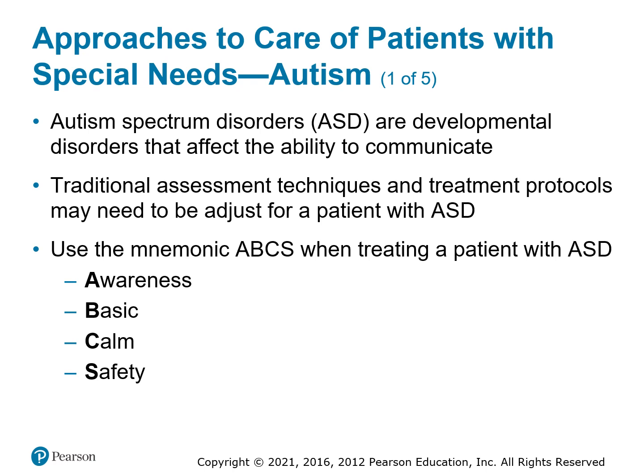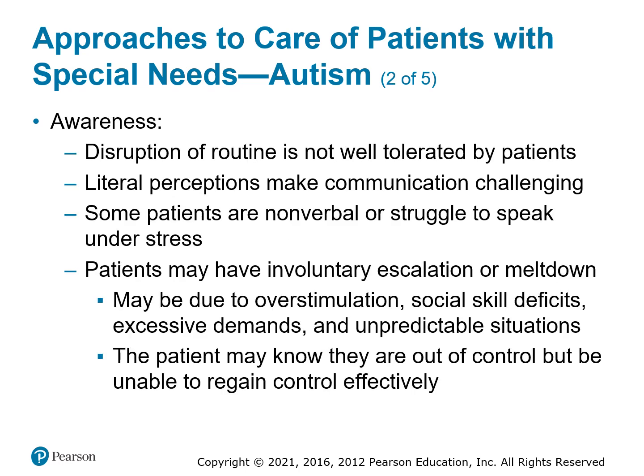You can use the mnemonic ABCS when treating a patient with autism. Awareness, basic, calm, safety. So, awareness: disruption of their routine is not well tolerated by some patients. Literal perceptions make communication challenging. Some patients are nonverbal or struggle to speak under stress. Patients may have involuntary escalation or meltdown. This may be due to overstimulation, social skill deficits, excessive demands, and unpredictable situations. The patient may know they are out of control, but be unable to regain control efficiently.